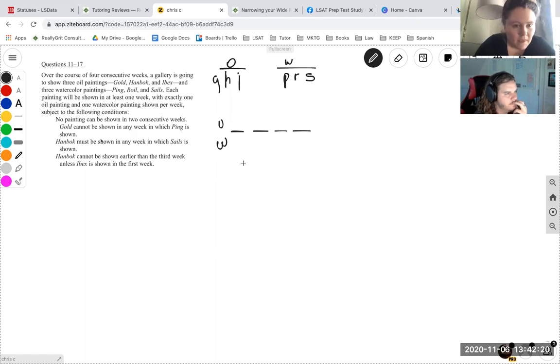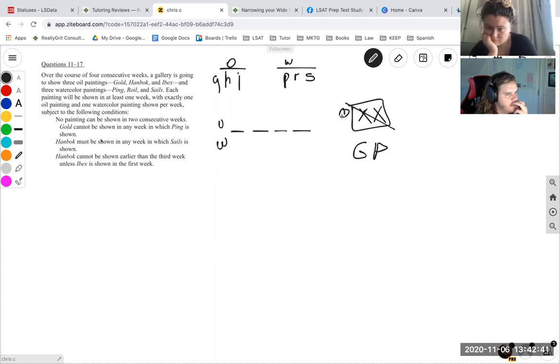Okay. And then no painting can be shown in 2 consecutive weeks. I would just draw that by like X, X. So G cannot be shown in the same week as P. So G, P, and then we draw a box around it, and we draw an X through it.